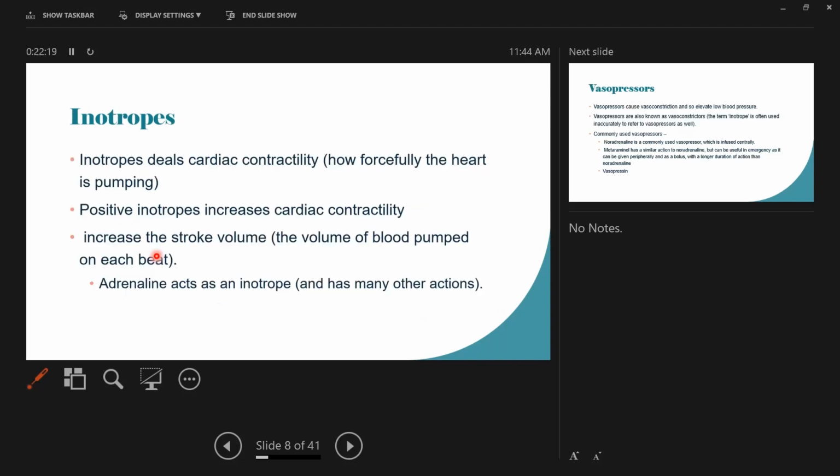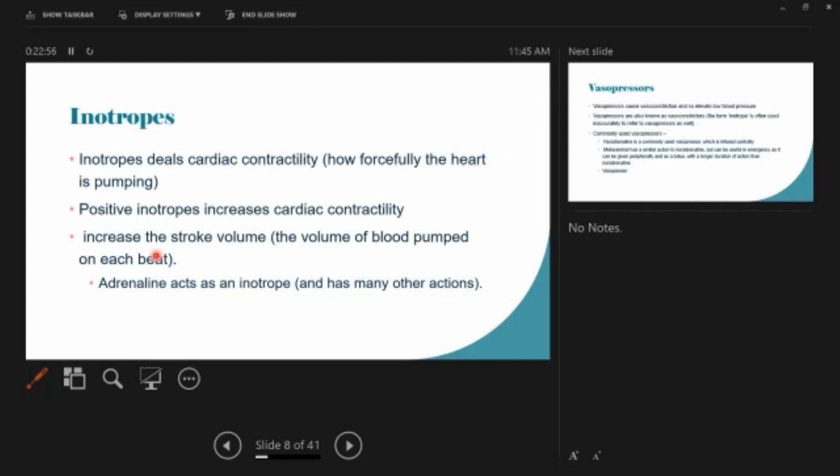So actually, what is an inotrope? An inotrope is a drug that deals with cardiac contractility. Contractility is how forcefully your heart is pumping. Inotropic drugs can be positive or negative, but generally when we call drugs inotropes, we mean the ones which are positively inotropic. These drugs should be able to increase your stroke volume because the force of contraction is higher. Adrenaline is one of the inotropes, and so are dopamine and dobutamine. Their main action is to increase the contractility of the heart.